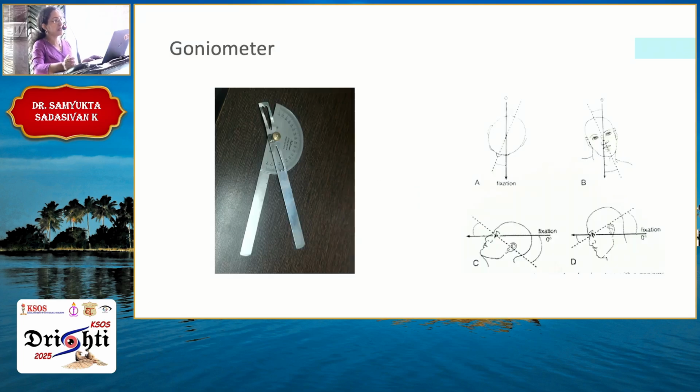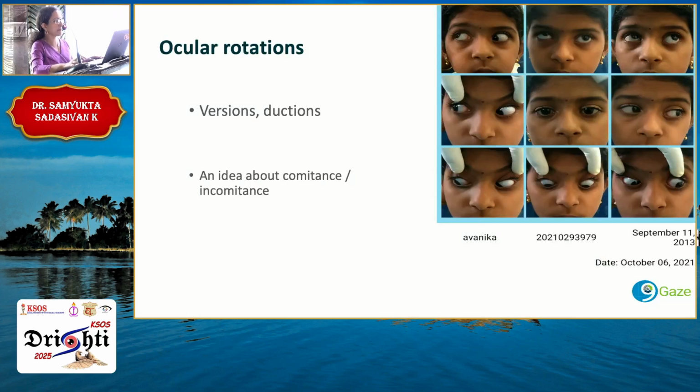This is the goniometer, a very useful instrument to quantify the anomalous head posture. If you don't have it, you can even make use of two scales and a protractor. Very important to document the measurements prior to surgery, especially when anomalous head posture is an indication for performing surgery. Go ahead with assessment of ocular rotations, versions followed by ductions. Any asymmetry in versions means check the ductions in detail.